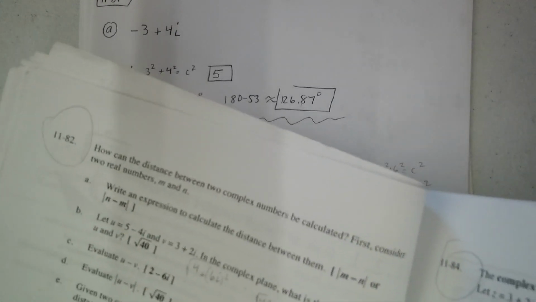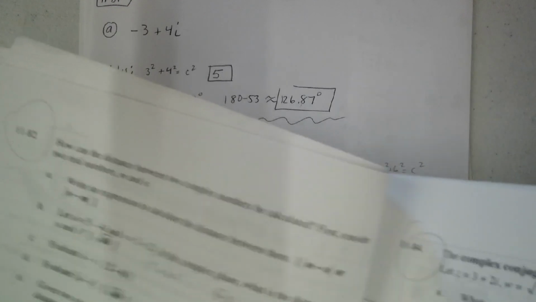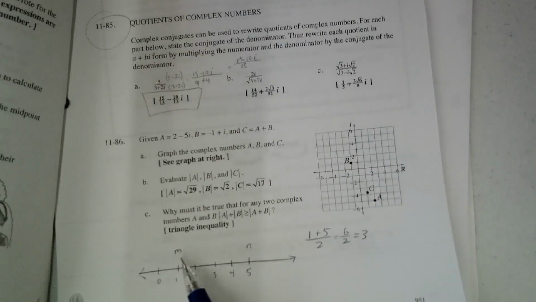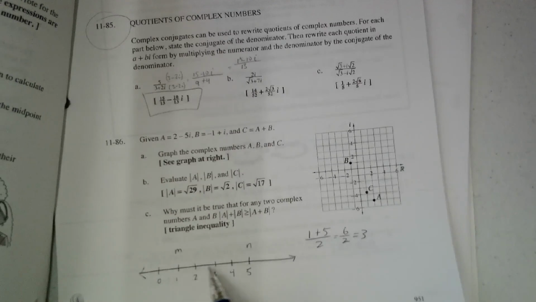First, consider two real numbers. So if I have two real numbers, you can go 5 minus 1, because the distance is 1, 2, 3, 4, or you can go 1 minus 5, that would be negative 4, but you just take the absolute value. So they wanted us to say n minus m.